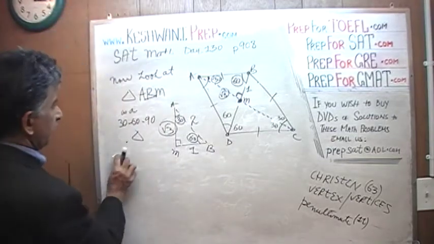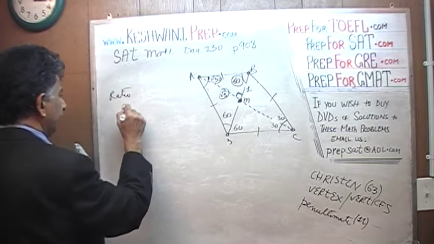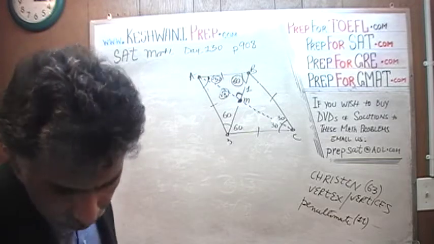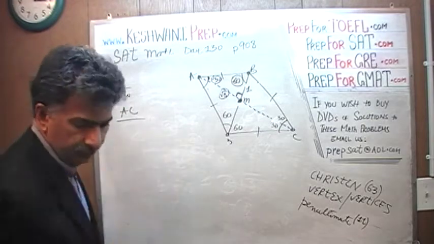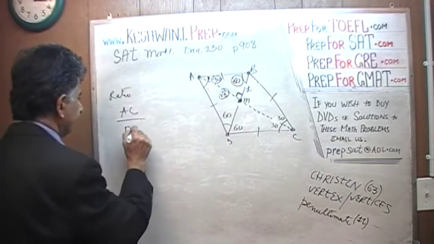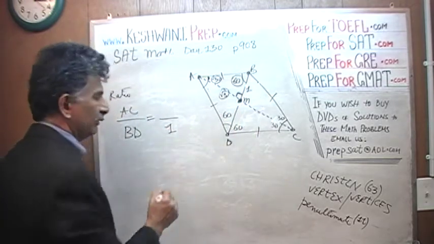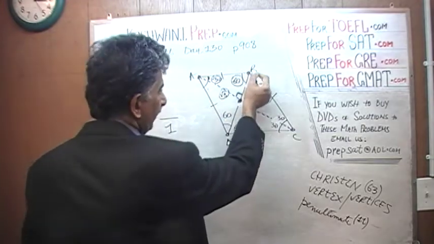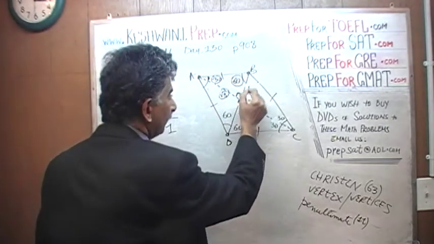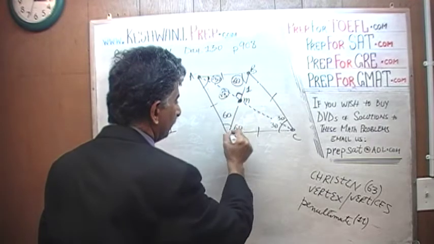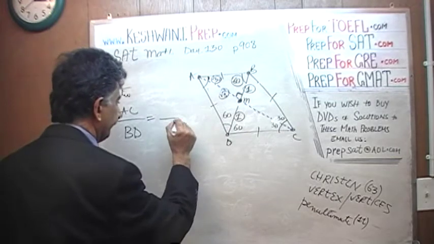Let's find out. I need the room, so I need to erase this part. We're looking for the ratio of the length AC to BD. For BD, sorry, BD is not 1, I take it back. B to M is 1, and M to D is going to be another 1, so B to D is 1 plus 1.